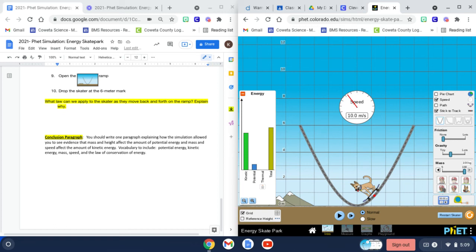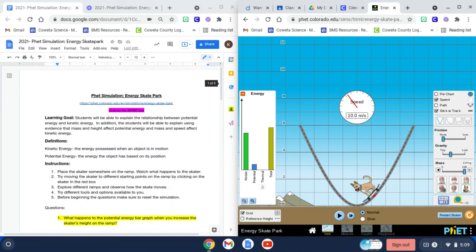Okay, start at the beginning. So what did we use this simulation for? So explain why we're doing this simulation. So look at the top. Why are we doing this simulation? We want to see the relationship between potential and kinetic energy.